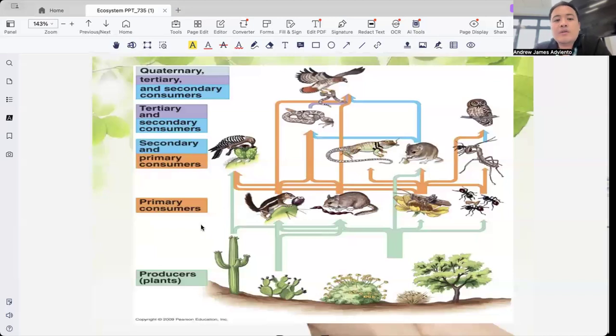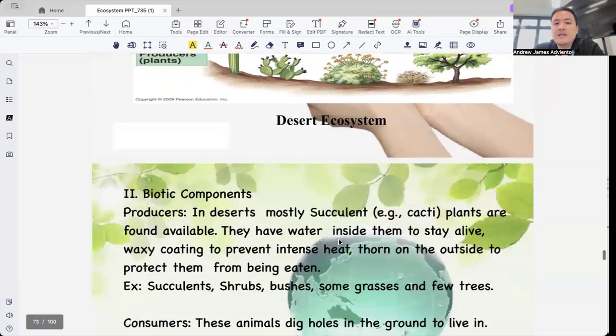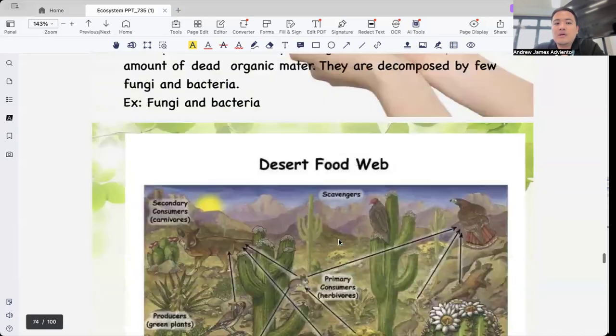Along with these, we have decomposers such as fungi and bacteria, and they break down dead material, returning nutrients to the soil. So it's a delicate balance of energy flow and nutrient cycling, even in such a dry environment. So that is the desert ecosystem.